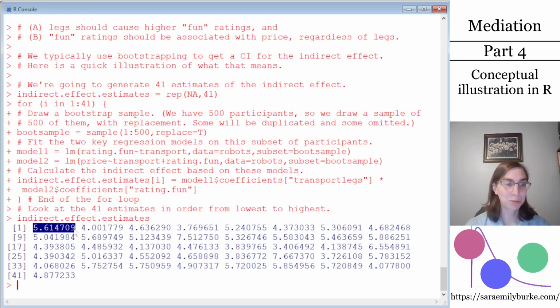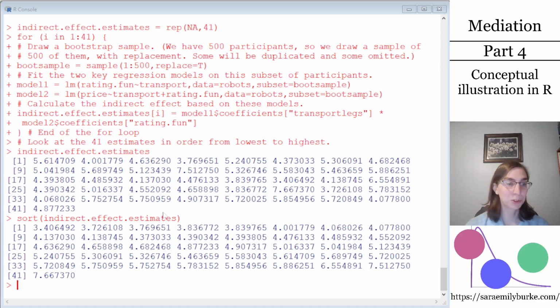So the first bootstrap sample estimated the indirect effect at 5.6, and then 4.0, and then 4.6. It's more useful to look at them in order, so I'm going to sort them. And now I can see that the lowest indirect effect estimate came out to 3.4, and the highest one came out to 7.7, and all the rest fell in between that. And somewhere in the middle of this distribution of indirect effect estimates, the values will be quite close to the actual estimated indirect effect from the sample of all of the participants.